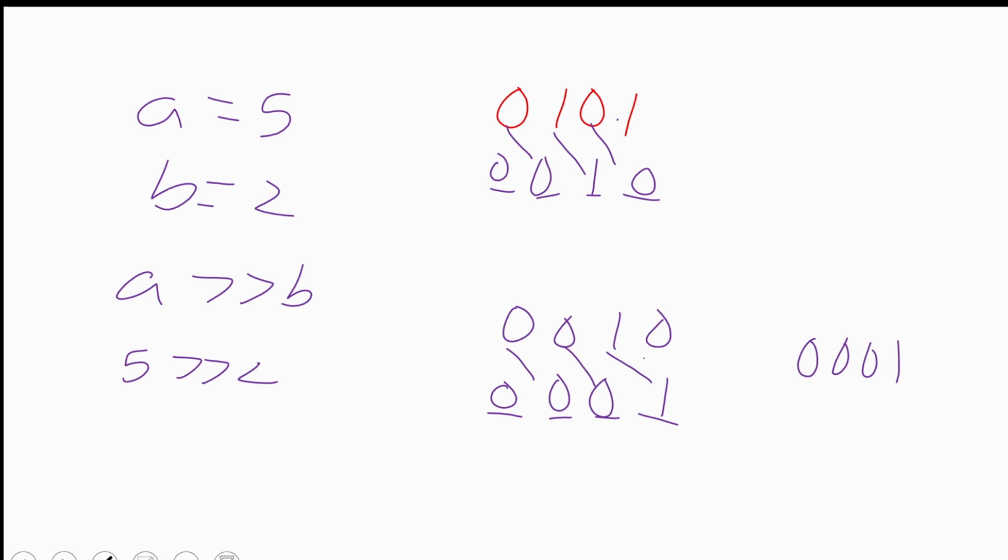Now the shortcut is A divided by 2 to the power B. So A value is 5, divided by 4, means you will get the quotient as 1. So like this the right shift will work for you.